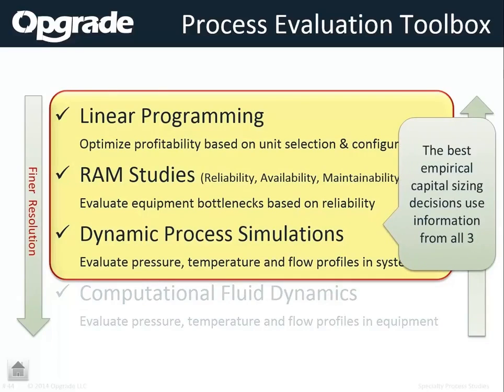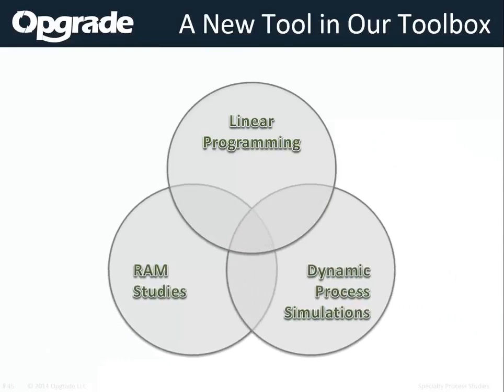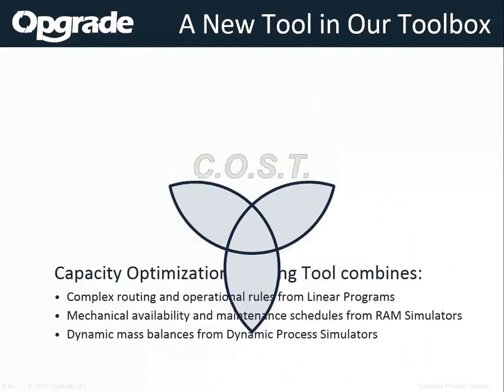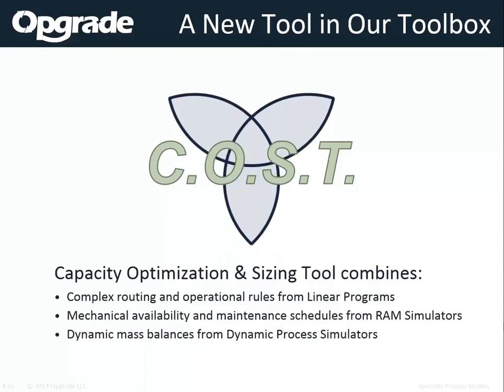So what we've created is a dynamic flow-solving linear program that moves through time and does all the same things as a RAM study, optimizes for flow like a linear program, and has dynamic mass balances, much like a dynamic simulation, but it's a dynamic flow solver like in a dynamic simulation. We call it COST, our capacity optimization and sizing tool. It takes those three together.